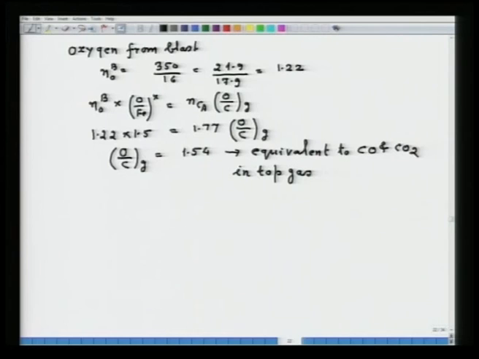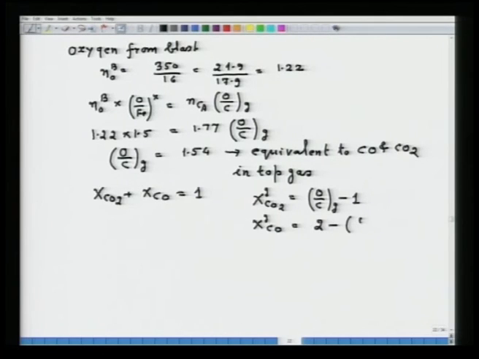So, now if I want to calculate the volume percent and so on, now I know that x_CO2 plus x_CO is equal to 1. So, I can calculate now x_G,CO2 that is equal to O/C_G minus 1, and x_G,CO that is equal to 2 minus O/C_G. So, from here I can now calculate, this is what is known to me. I know the O/C_G value.